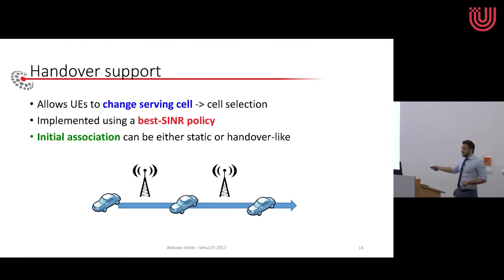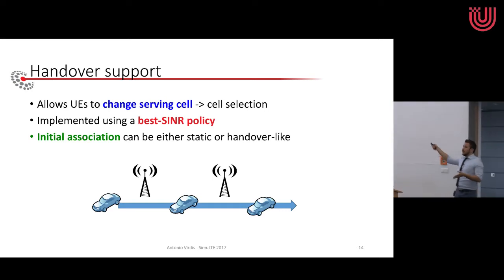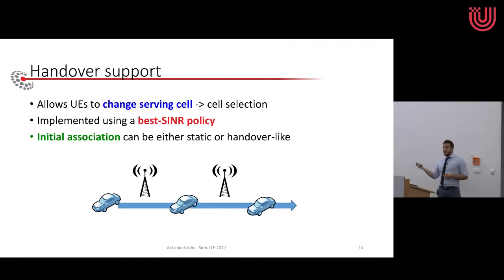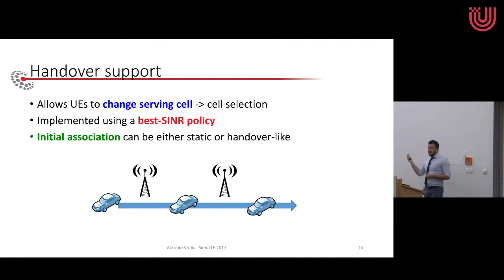The last element that we have was the need for handover support. Handover is basically the mechanism which allows user equipment to change their serving cell, a mechanism which is called cell selection. Currently, we implemented a simple policy for handover, which is based on the best signal-to-interference-plus-noise ratio. Of course, different ones can be implemented, using SimuLTE, of course.